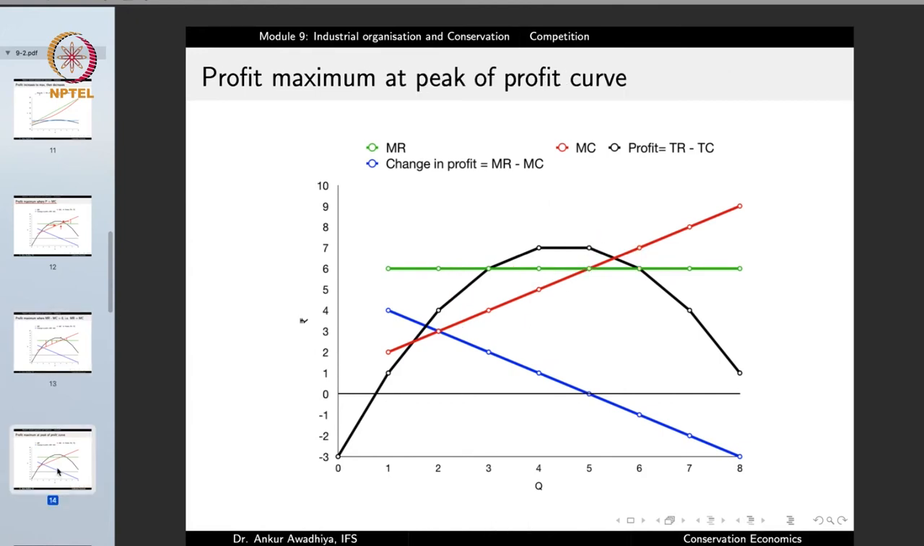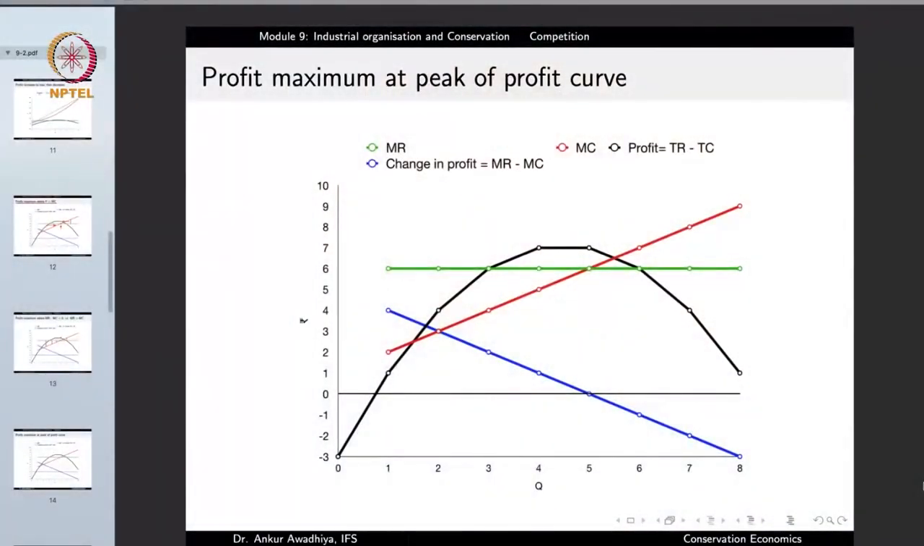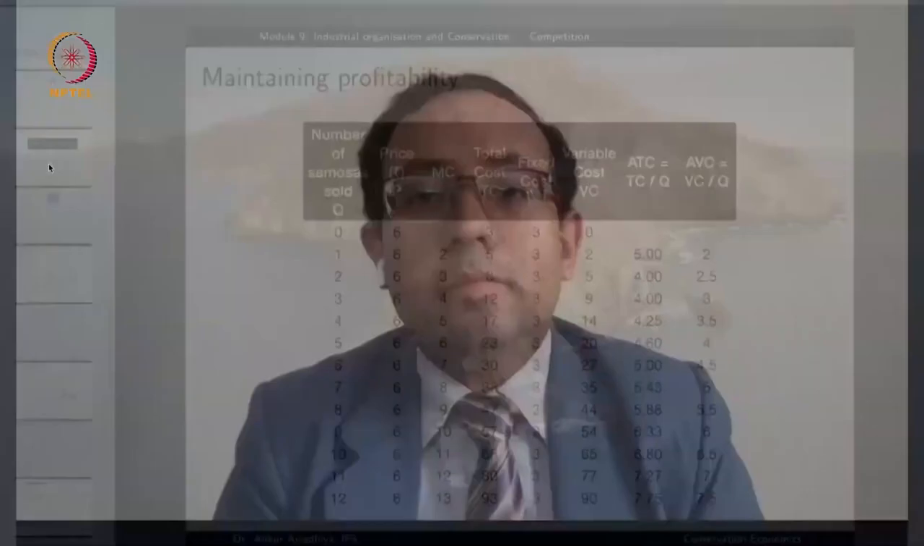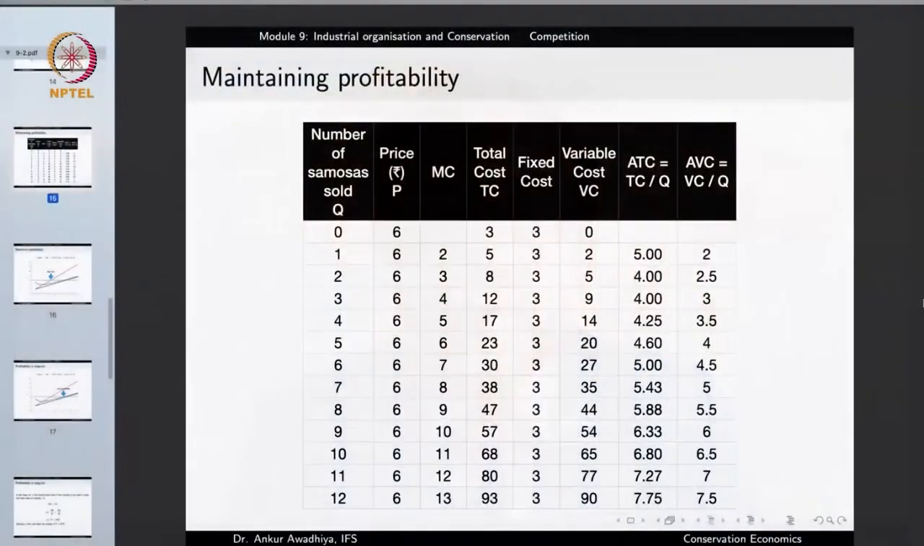Next, we can also say that profit is maximum at the peak of the profit curve, which is very obvious, because when we are reaching the peak of the profit curve, that is the maximum profit. After that, the profit will decrease. Now, the next thing is that we can have a maximum profitability, but how do we maintain that profitability for a long period of time? That is the next question that we need to analyze.